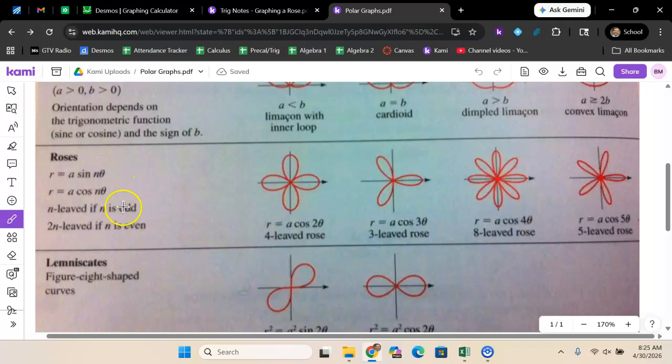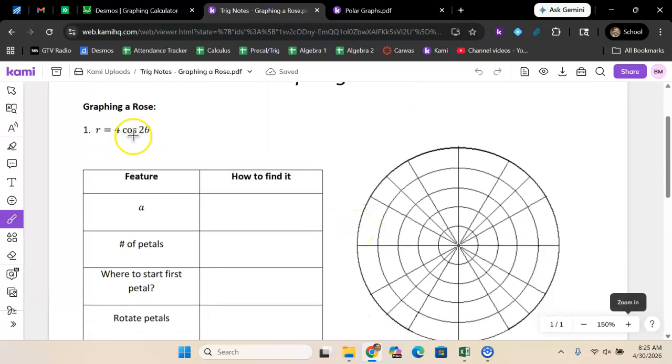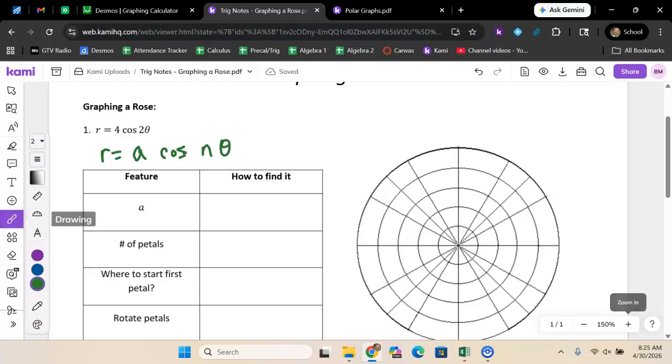That number that's in front of the theta will determine how many petals or leaves this rose has. And the number in front is going to determine how far the stretch is. So we'll go through an example here. R equals 4 cosine 2 theta. Again, A is the first number, and then N is the second number. The first thing we're going to talk about is A.